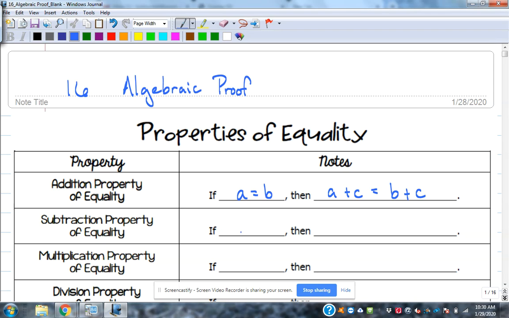Guess what the subtraction property of equality does? Subtracts on each side. So if you subtract on each side to solve an equation, then you're using the subtraction property of equality. So anytime you do that step when you're solving one of these equations, you're writing a proof for it, you have to tell me what property you're using there. So if you add, it's addition property of equality. If you subtract on each side, subtraction property of equality.